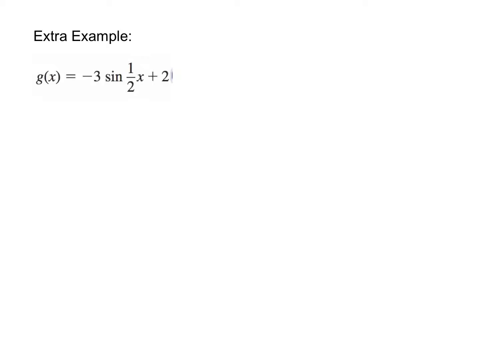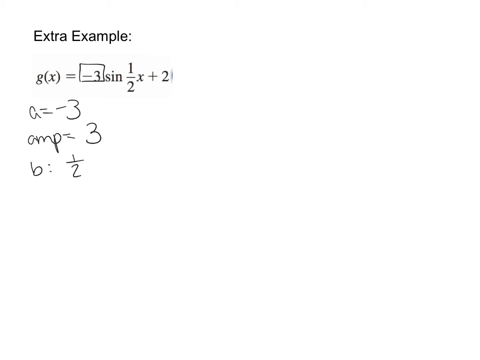So here's an extra example. I'll do it with you. So first off, let's label our pieces. Our A is -3. Our amplitude is 3, because it's the absolute value of A. Our B value is 1/2.